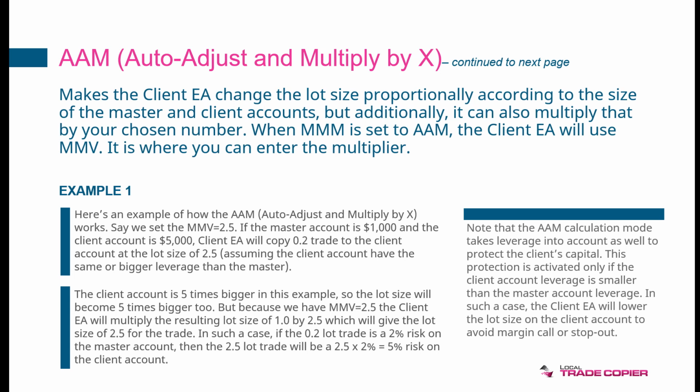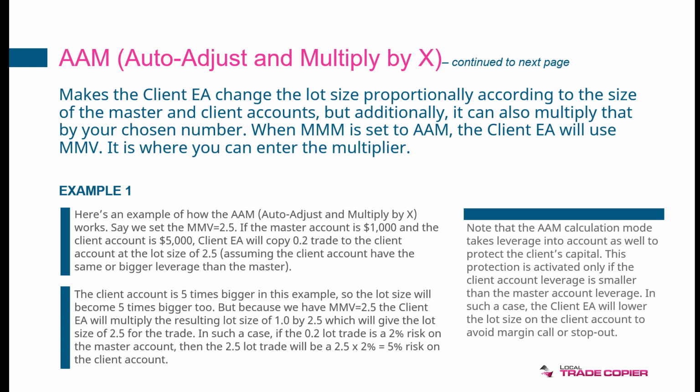Let's say we have the AAM set, and we set the money management value, MMV, to 2.5. So if the master account is 1,000 and the client account is 5,000, like 5 times bigger, the client EA will copy the 0.2 trade to the client account at the lot size of 2.5, assuming the client account has the same or bigger leverage than the master.